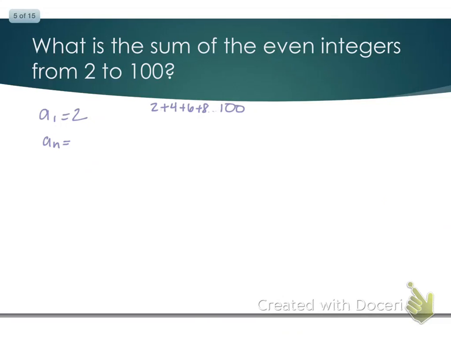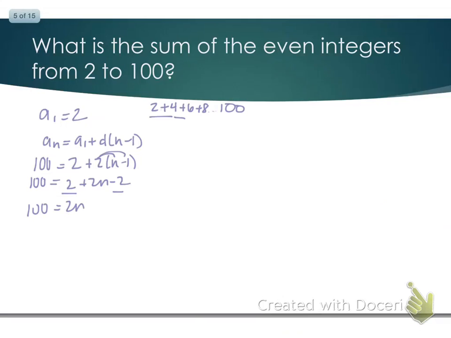The explicit equation is this, and we're trying to find n, the number of terms. A sub n stands for the last term, so we plug in 100. A sub 1 is my first term. The distance I travel from term to term is 2, because we're trying to find the number of terms from 2 to 100. We have to include the first term and the last term somewhere in that. Then we solve it to get the number of terms. I distribute to get 2n minus 2. 2 minus 2 gets me 0, so I have 2n divided by 2. My n is now 50.